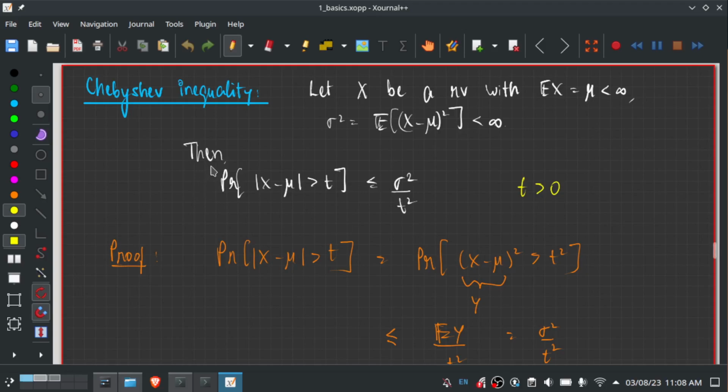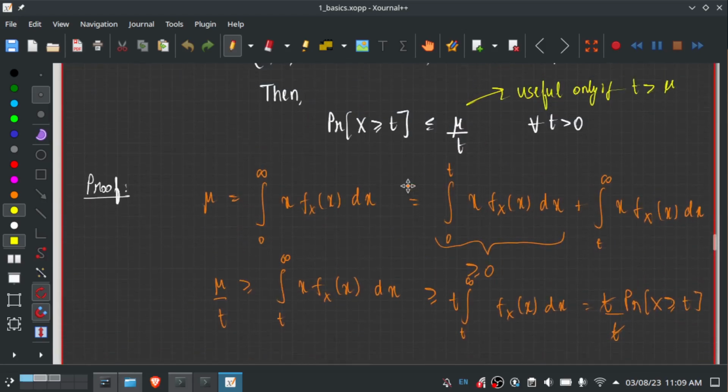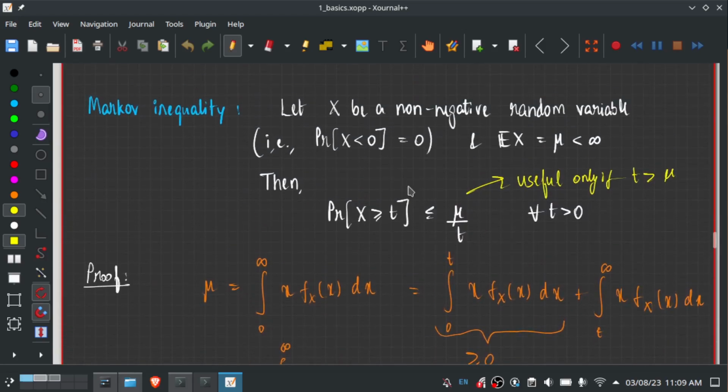So we showed that the probability that X deviates from the mean by an amount greater than t can be upper bounded by sigma square divided by t square. And this holds for any t which is greater than 0. We saw the proof of this, and we immediately see why this is better than Markov's inequality in some sense.